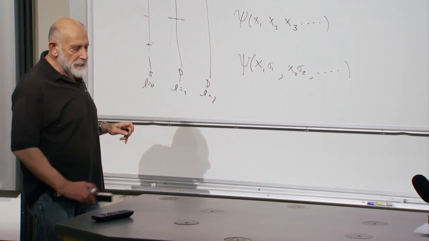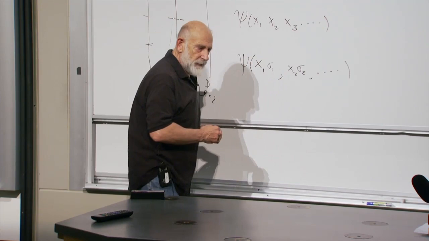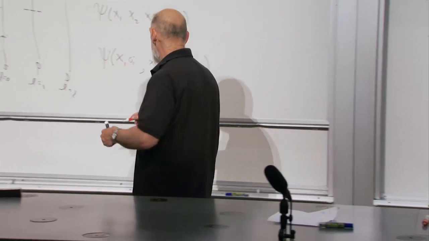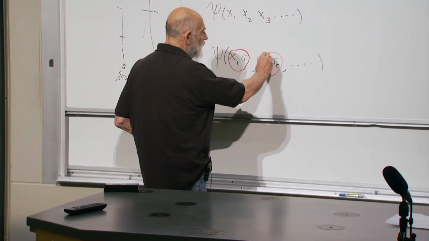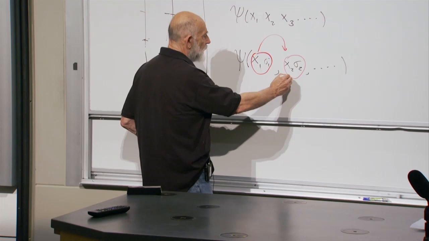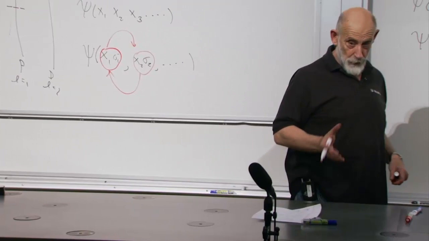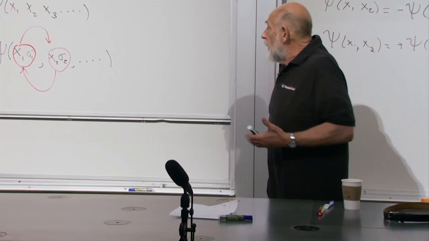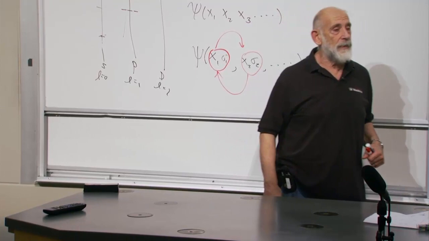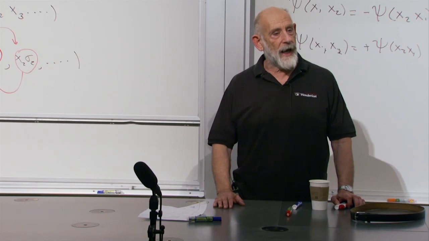And now the rule is exactly the same. If you take all of the stuff that's associated with particle 1, that's both x and sigma, and you take the things which are associated with particle 2 and switch them, for bosons, nothing happens. For fermions, the sign changes. All right, but what it boils down to is exactly what we said in the first place. You simply can't put two particles into the same state, including the spin, if they're fermions. You can if they're bosons. Okay, any questions about that so far?